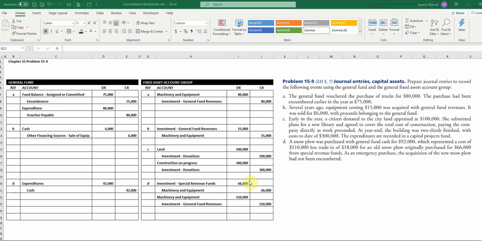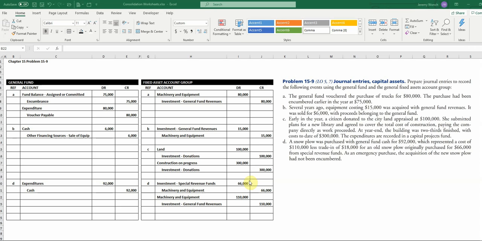All right, we're just going to do a quick overview of problem 15-9 for governmental accounting. The two problems you have for the homework: one is just general fund journal entries, and then this problem here, which is journal entries between the general fund and the fixed asset account. So real basic stuff, since you guys have already gone through a full class on governmental accounting. It should all be a review for you, so hopefully it's pretty straightforward.